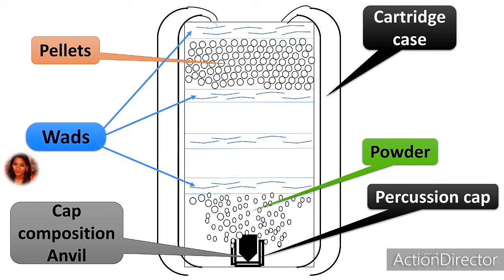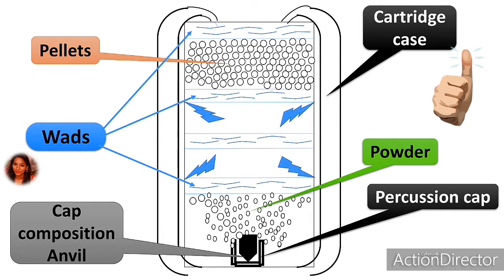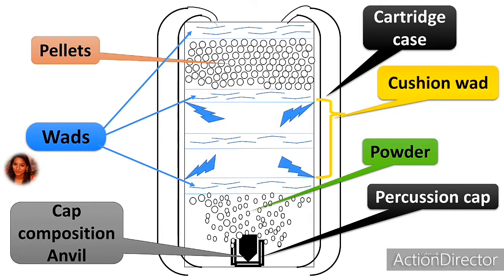In between over here you can see simple plate-like structures. These are called wads. The wads are simply to keep each and every portion and material in its own place, so that they do not get mixed or disturb each other. Then, the middle portion is called the cushion wad.